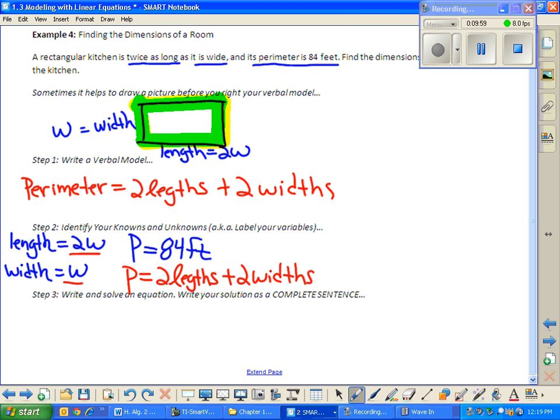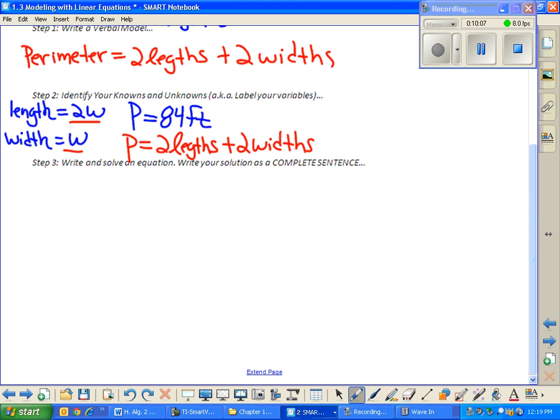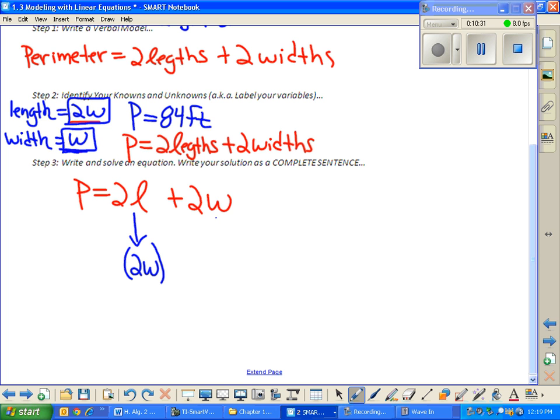So in this last step, we can go ahead and just take a minute to use our verbal model to write a formula. So if we know that perimeter is 2 lengths and 2 widths, we're going to do a little substitution. We just said that a length is 2W. So where I see the length, I'm going to put in 2W. And we just said our width was W. So where I see the width, I'm going to put W there. And then I bring down the rest of the formula sort of around the problem.